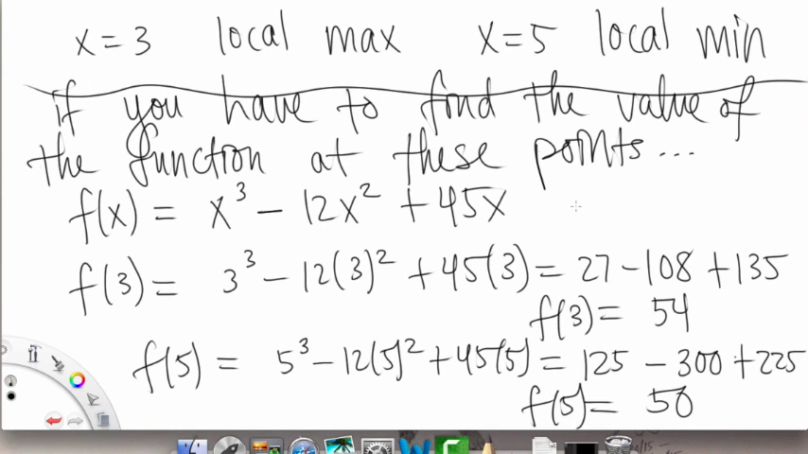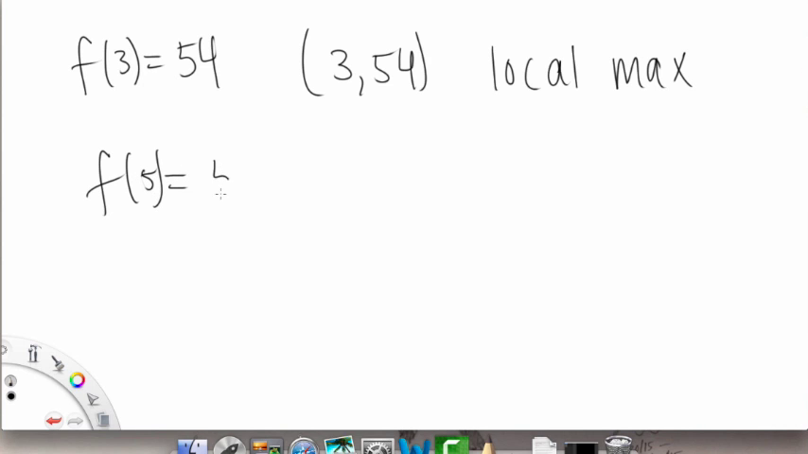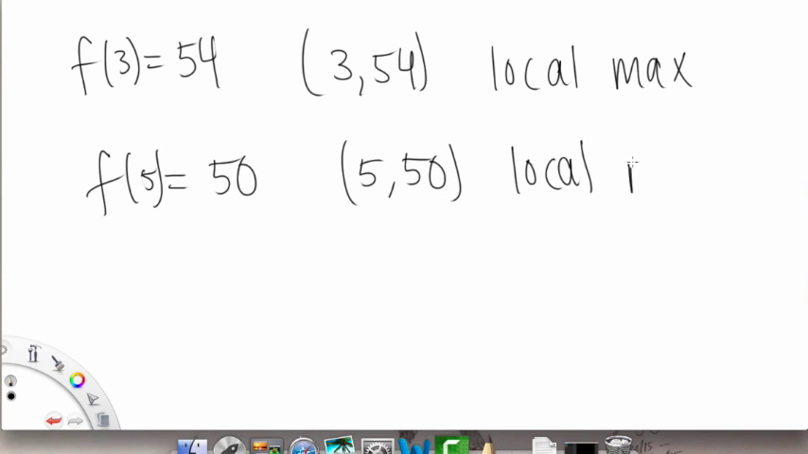So another version of our answer could be that f of 3 is equal to 54, which is also the point (3, 54), right? And at x equals 3, we had a local maximum, right? So local maximum, and then when we plugged in 5, we got an answer of 50. So this is the point (5, 50), okay? And then this was a local minimum.